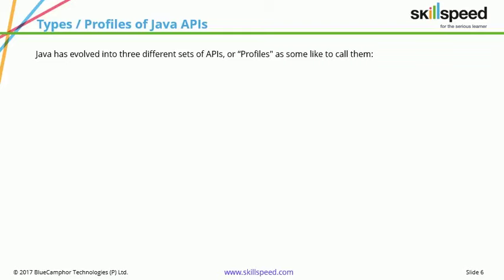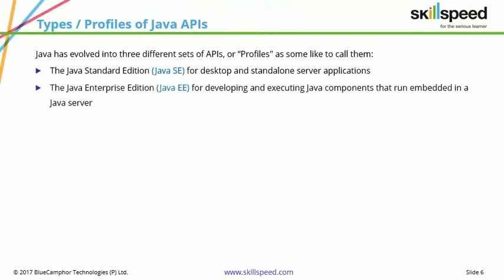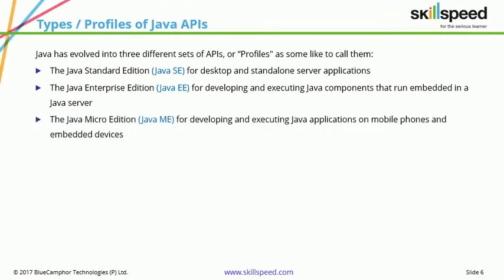Those three different sets of profiles or libraries are the Java Standard Edition, or Java SE, that we have seen till now, which supports desktop and standalone server applications. The second profile is the Java Enterprise Edition, usually seen as Java EE in the official naming, which is used for developing and executing Java components that run embedded in a Java server. The third profile is called Java Micro Edition, or Java ME, which is used for developing and executing Java applications on mobile phones and embedded devices.